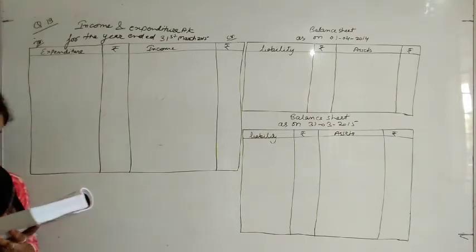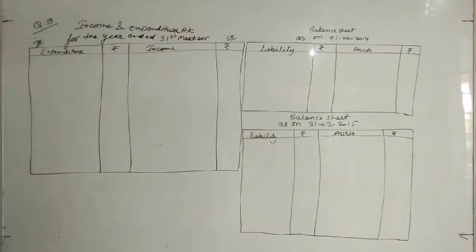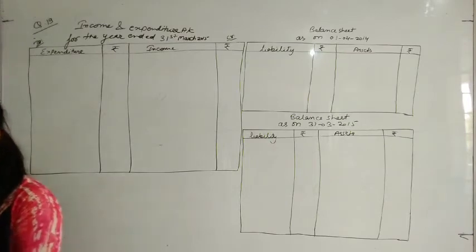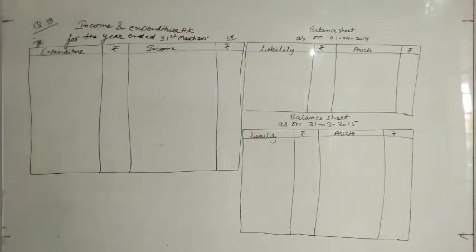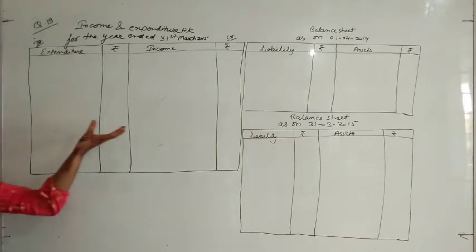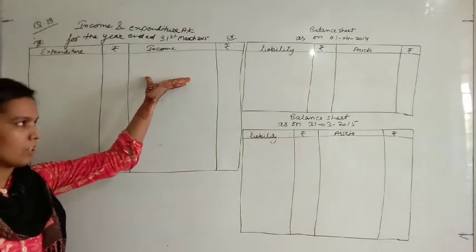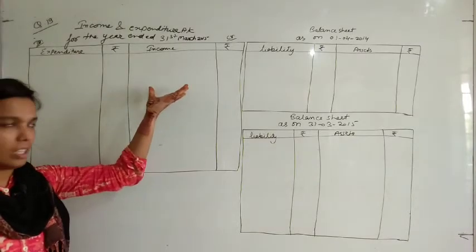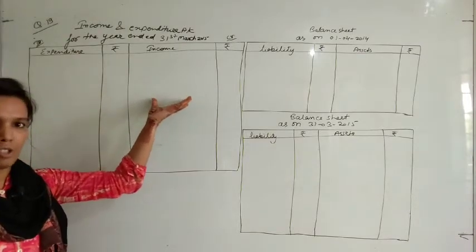Your additional information number 1 is outstanding subscription. You have 2 years of subscription, that is of last year and current year. Then, subscription received in advance. These two pieces of information are related to subscription. So you should tick mark your subscription in the receipt and payment account so that whenever we write subscription in the income and expenditure account, we may treat this outstanding and advance also here.